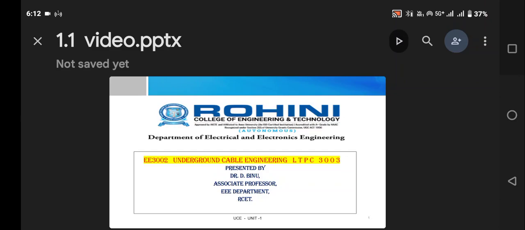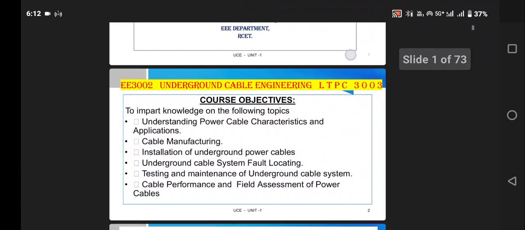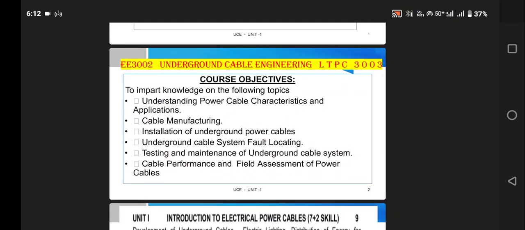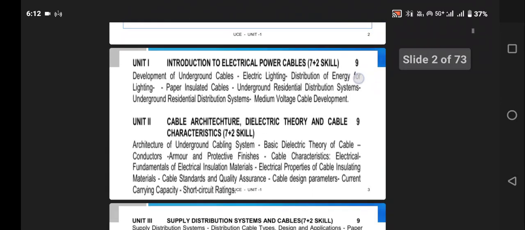The core objectives of underground cable engineering are understanding power cable characteristics and applications, cable manufacturing concepts, installation of underground power cables, underground cable system fault locating, testing and maintenance of underground cable systems, and cable performance and field assessment of power cables.